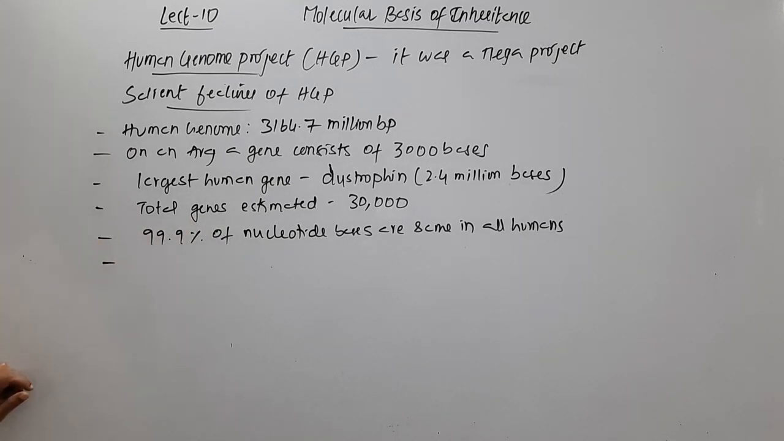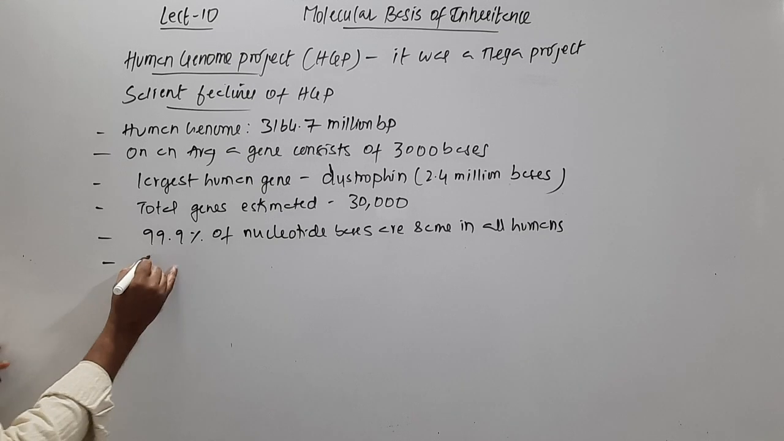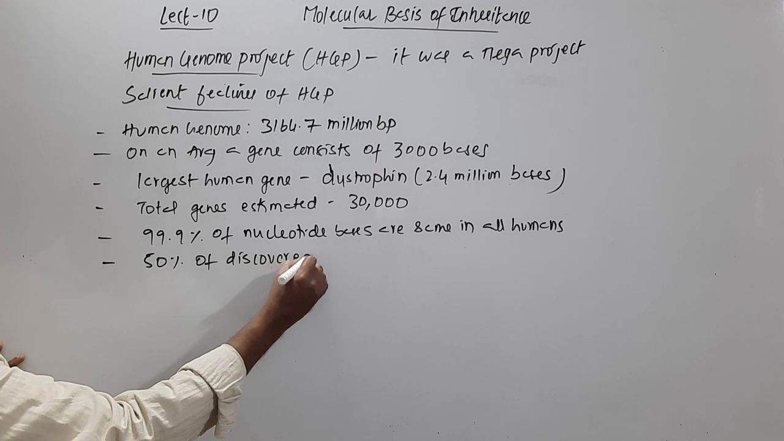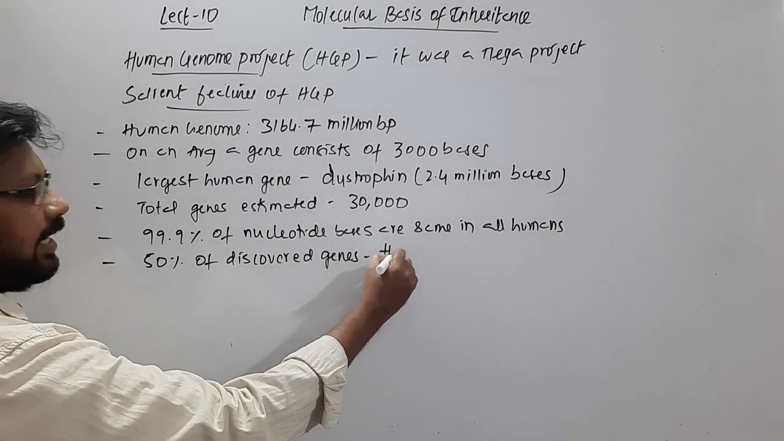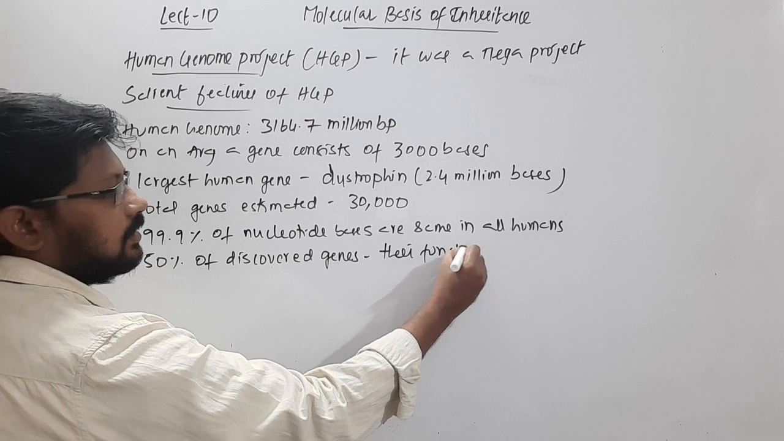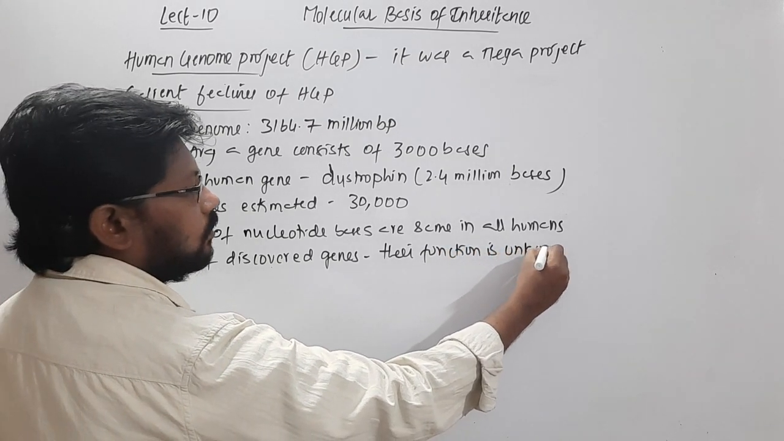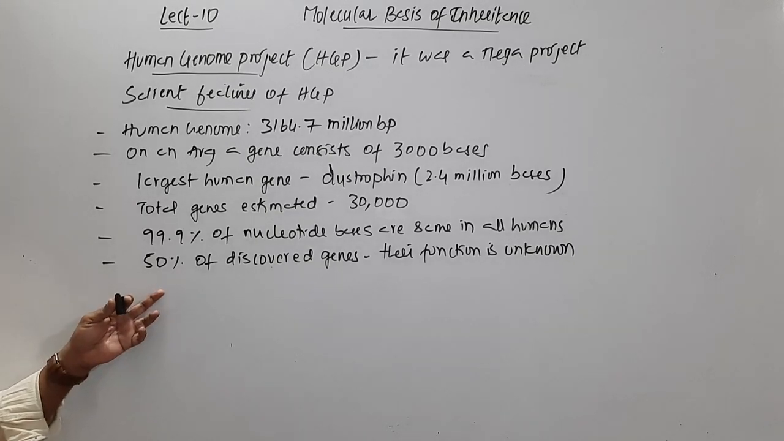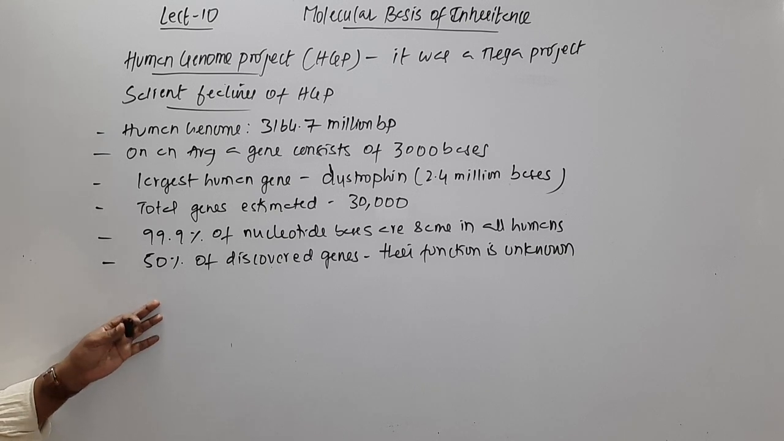Then the next one, the functions of genes. Of course, 50% of whatever we have come to know. So for 50% of discovered genes, their function is unknown. We don't know their function. So that is 50% of discovered genes, we do not know their function.